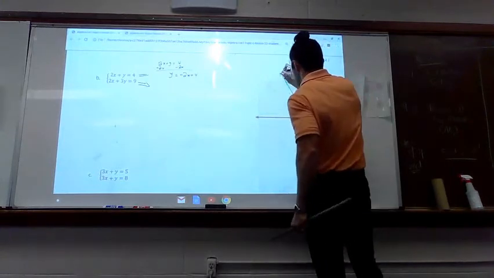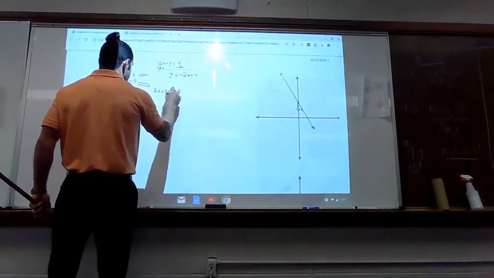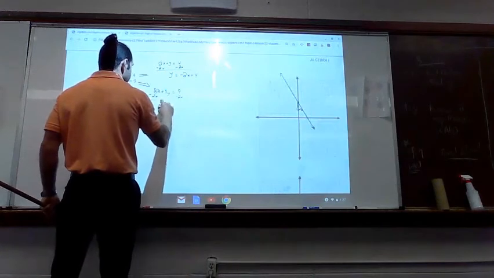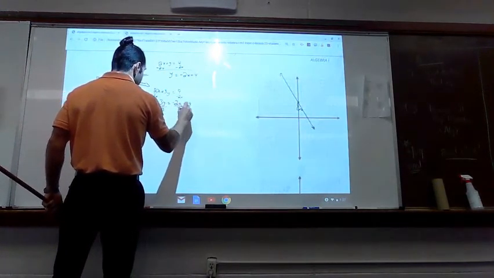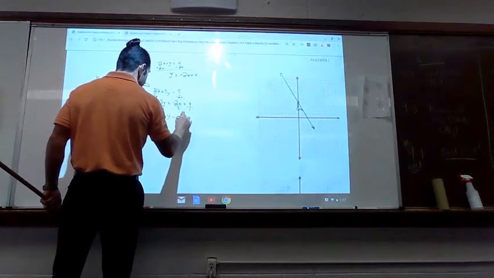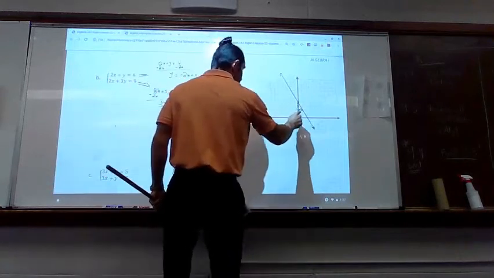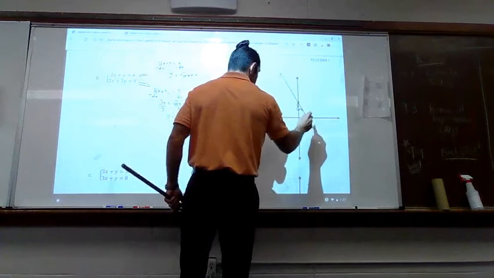Okay. This guy is 2x plus 3y equals 9. Subtract 2x from both sides. And this is why we spend a lot of time making sure we know how to get into slope-intercept form. Negative 2x plus 9, divide by 3, gives me y equals negative 2/3 x plus 3. So I'm starting off at 1, 2, 3, down 1, 2, over 1, 2, 3.